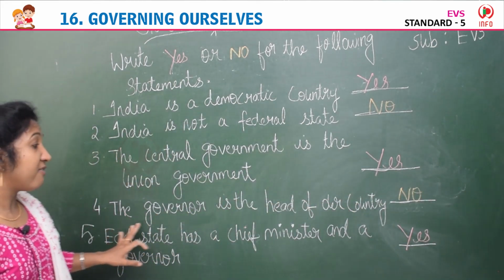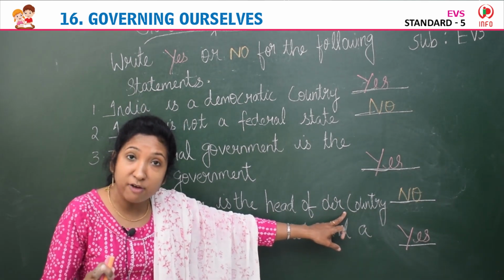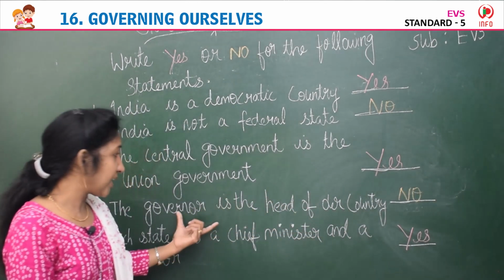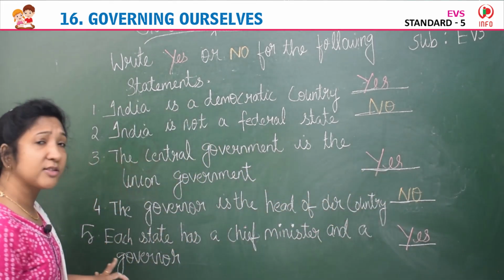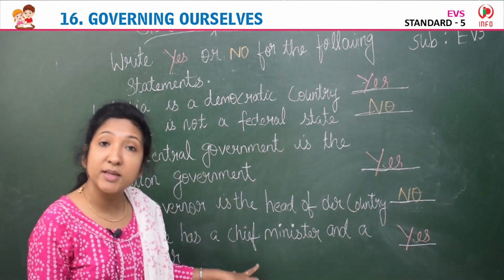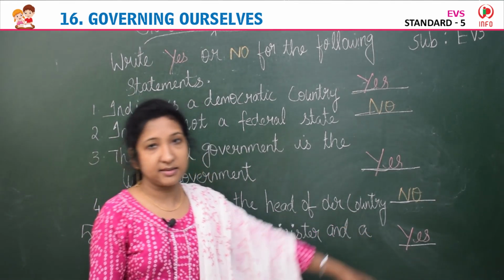Fourth question, the governor is the head of our country. Wrong. Actually, the governor is the head of our state. So, the statement is wrong. So, answer is no. Last question, each state has a chief minister and a governor. Right. So, answer is yes.